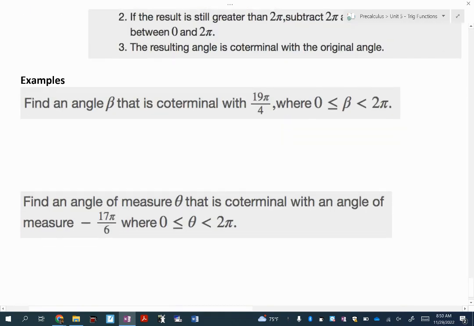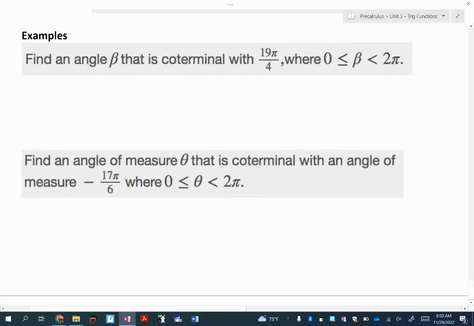Let's do the same thing with radians. Guys, it's the exact same process. Instead of using 360 degrees, you're just going to use 2 pi radians. So when I look at 19 pi over 4, even if I just ballpark this, 4 goes into 19 almost 5 times, just shy of 5 times. So that's just shy of 5 pi. So this is too high. I need to subtract. I need this to be smaller.